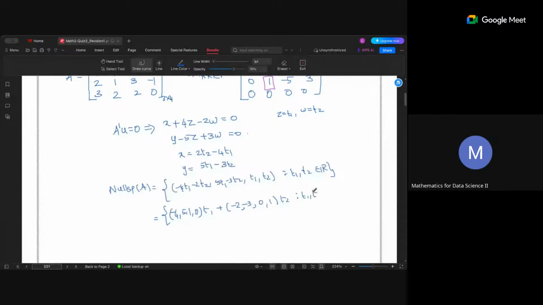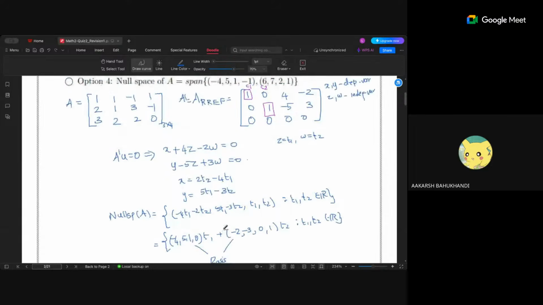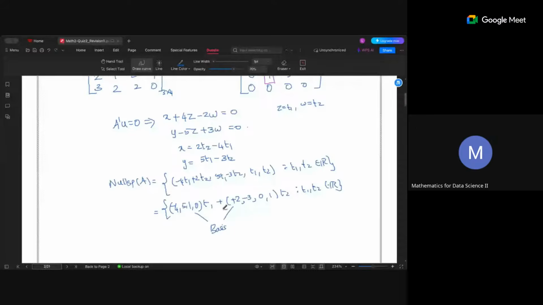So t1, t2 in R. Okay. So this is how you can write the null space of A, and you know that these two vectors will form a basis. I guess there would be +2 in the second vector. Oh yeah. Thanks. All right. So now let's compare the options.